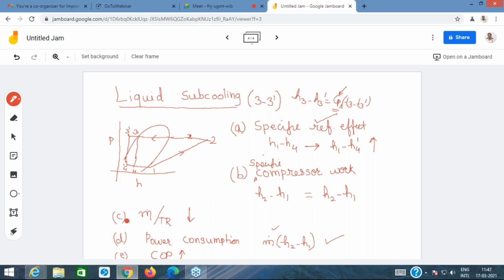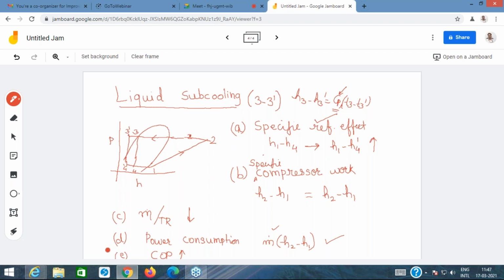Though we have discussed the general impacts of liquid subcooling, we then need to discuss it in the context of the properties of the refrigerant. As I said, for example, if ammonia is used as a refrigerant, then the advantages of liquid subcooling are not much, because the effect is less pronounced as a result of the larger latent heat of vaporization as compared to the liquid specific heat value, CP value. Okay, this we need to keep in mind.